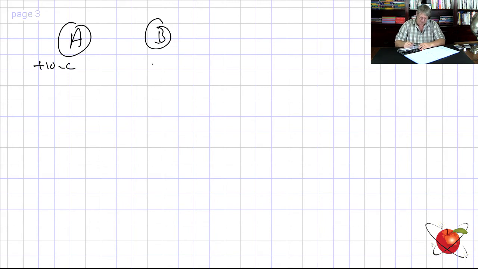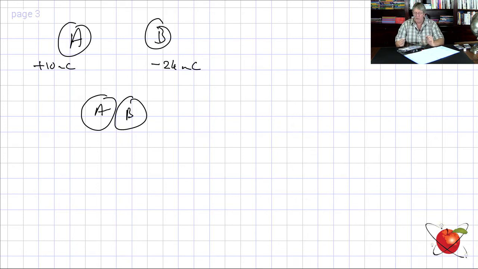We've got A and B. This is my A, and this is B. This is plus 10 millicoulombs. This is minus 24 millicoulombs. Now we come along and we push these together, A and B. We're going to have to put a force to do that, right? Well, not in this case, they're attracting each other, so there is a force. So this one has got plus 10, minus 24. I've just left off the millicoulombs just for the moment, please bear with me.